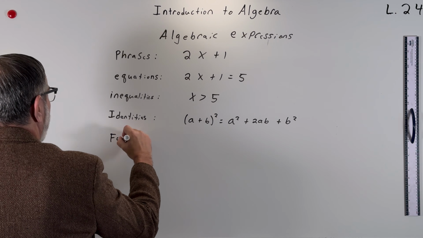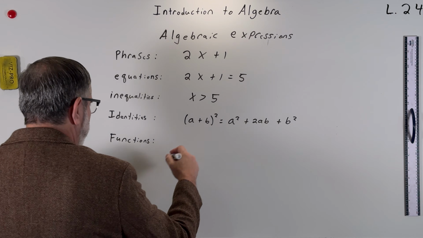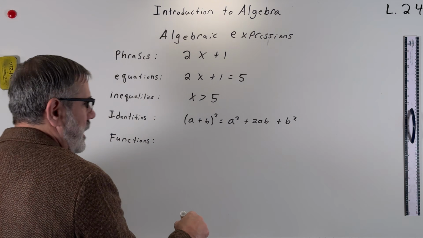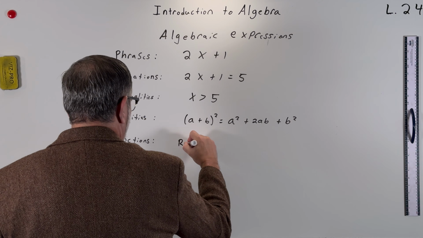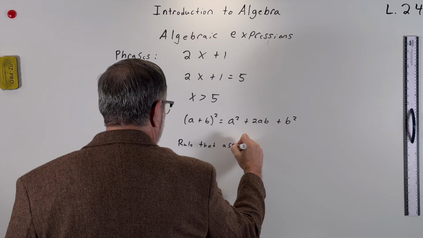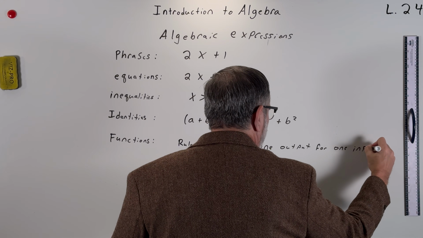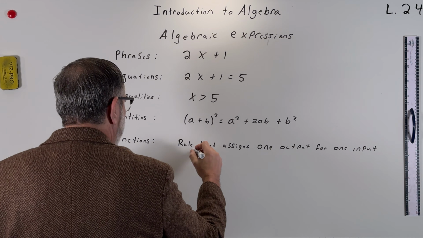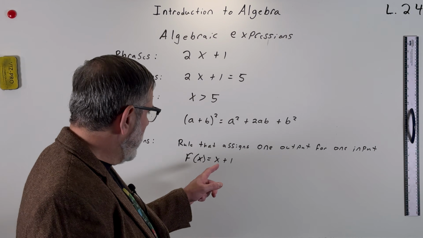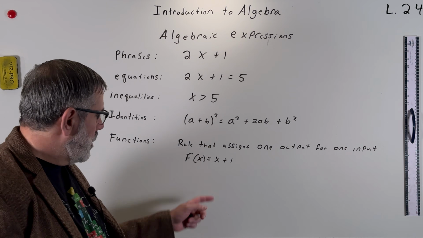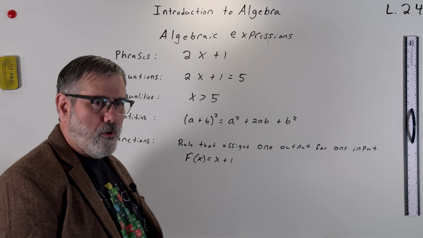There are functions. Typically you get into functions in what's usually called Algebra 2, but they are basically just input-output machines, and it's really just a rule that assigns one output to every input. They're denoted like this: f of x equals x plus 1. That says for every input x, there's one output. So if x is 0, 0 plus 1 is 1, the output is 1. If x is 1, the input is 1, the output is 1 plus 1, or 2.